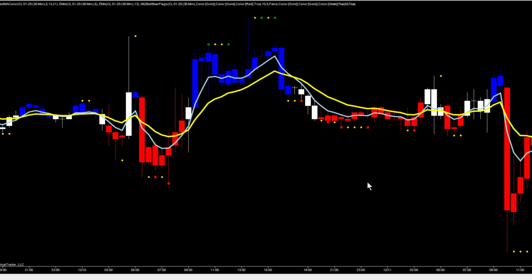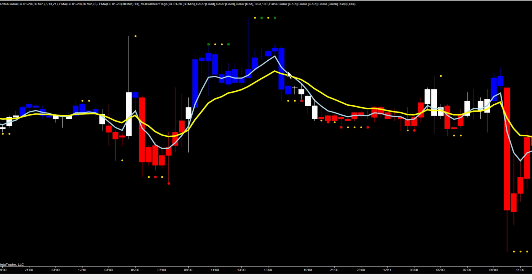And what I'm looking for is the alignment of the EMAs. In other words, for short trades, we want the 5 to be below the 13, and for long trades, we want the 5 to be above the 13. But we also are looking at slope.